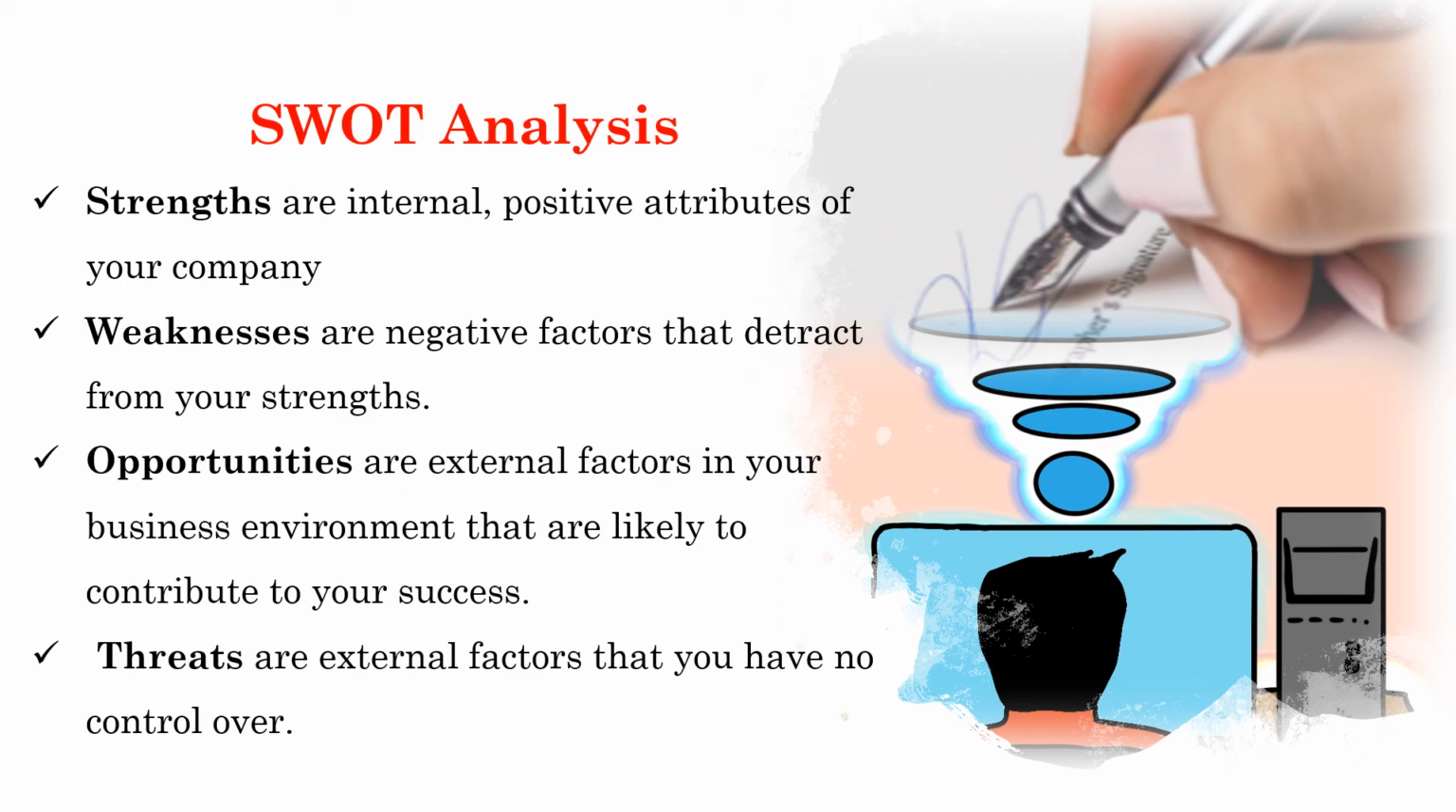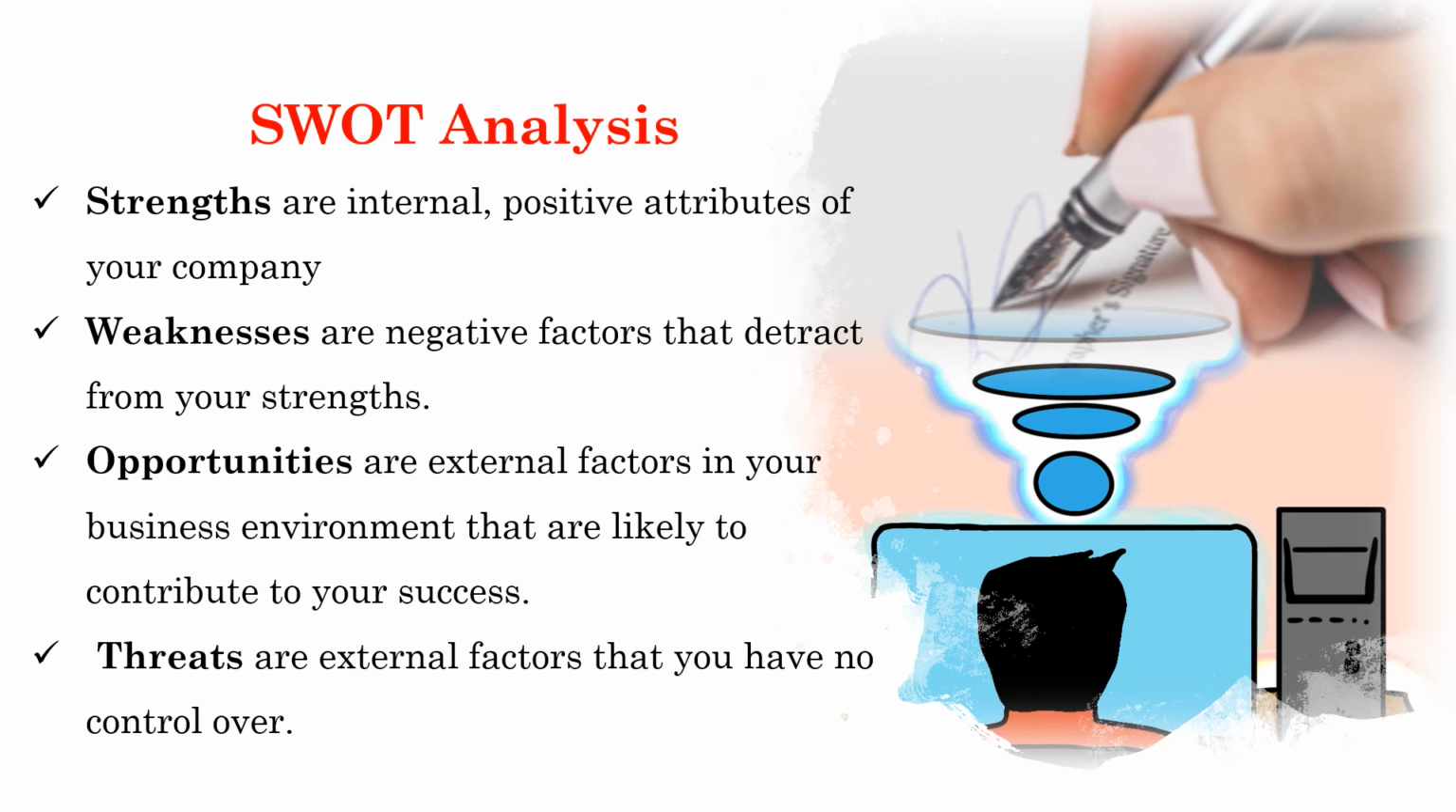If we say weaknesses, these are the negative factors that detract from the strengths. These are the things that you might need to improve in the business to be competitive. And next, we have the opportunities. These are the external factors in your business environment that are likely to contribute to your success. Meaning you are asking, is your market growing, and do we have trends that will encourage people to buy or sell? Are there upcoming events that the company may be able to take advantage of to grow the business?